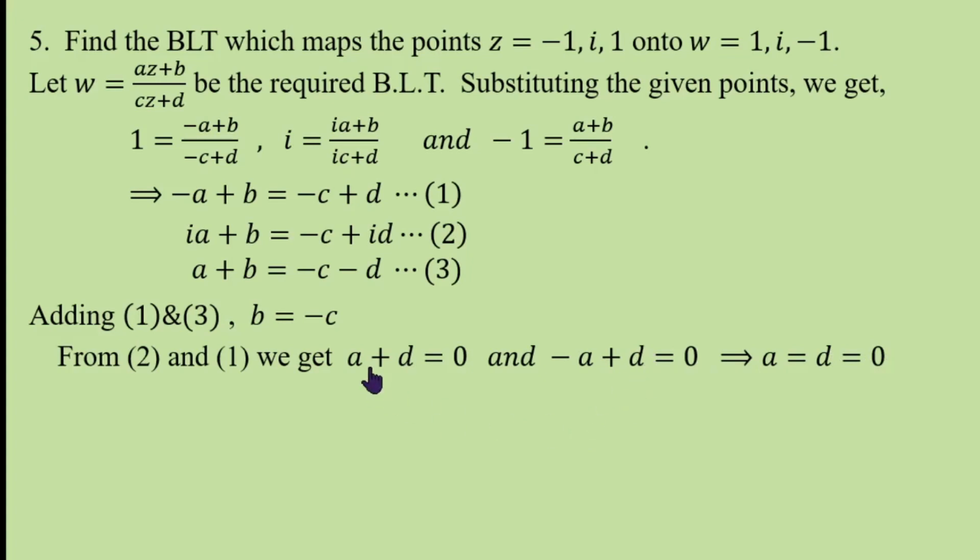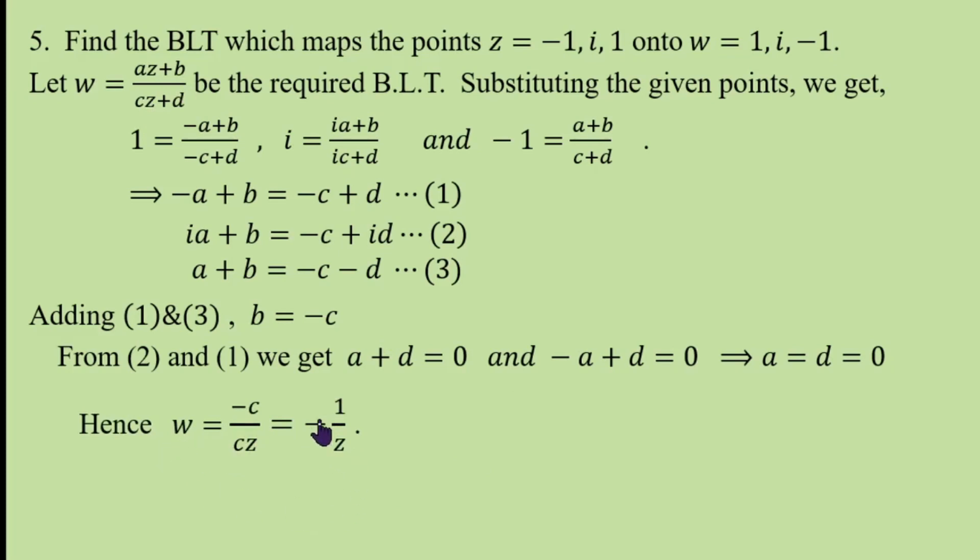See, if you add these two, 2D is 0, which means D is 0. When D is 0, A is also 0. Since A and D are 0, just substitute in W. So this becomes 0, B by CZ. W becomes B by CZ. But B is minus C, so minus C by CZ. W is minus C by CZ. Cancel C, so minus 1 by Z. So this is the required bilinear transformation.